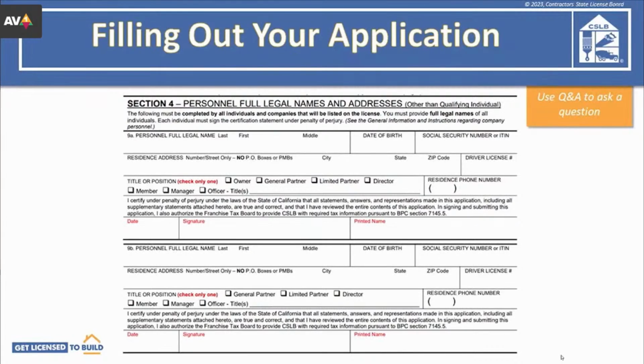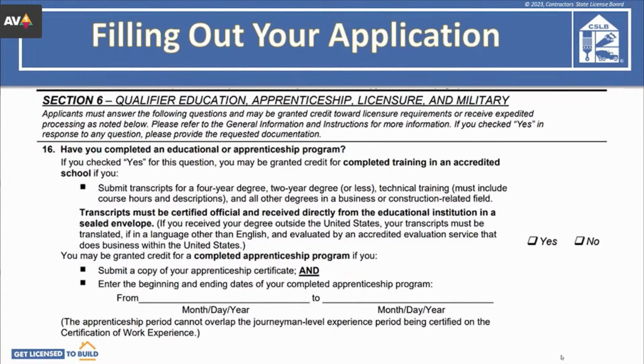For corporations and LLCs, every person who is an officer, responsible manager, or member, or director of a corporation or limited liability company shall be listed on the application as a member of the personnel of record for the license. All personnel that will be listed on the license must sign the application in Section 4. Section 5 is a series of yes and no questions, so we're not going to cover those here.